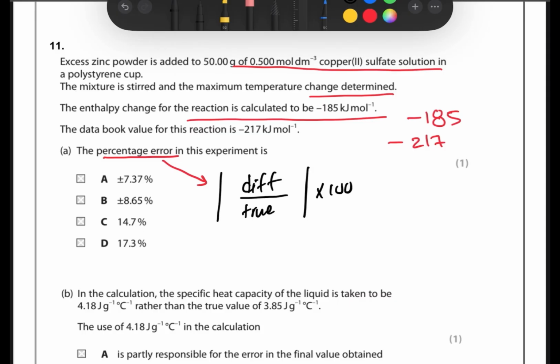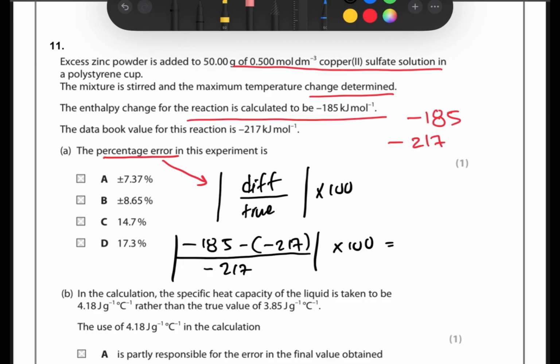So the difference, as we can notice, we can say negative 185 minus negative 217, and then you divide it over 217. And for sure, we take the absolute value, we don't care about the sign in this case, and we multiply by 100. And if you apply that in your calculator, you will end up with 14.7%. So the answer is C.